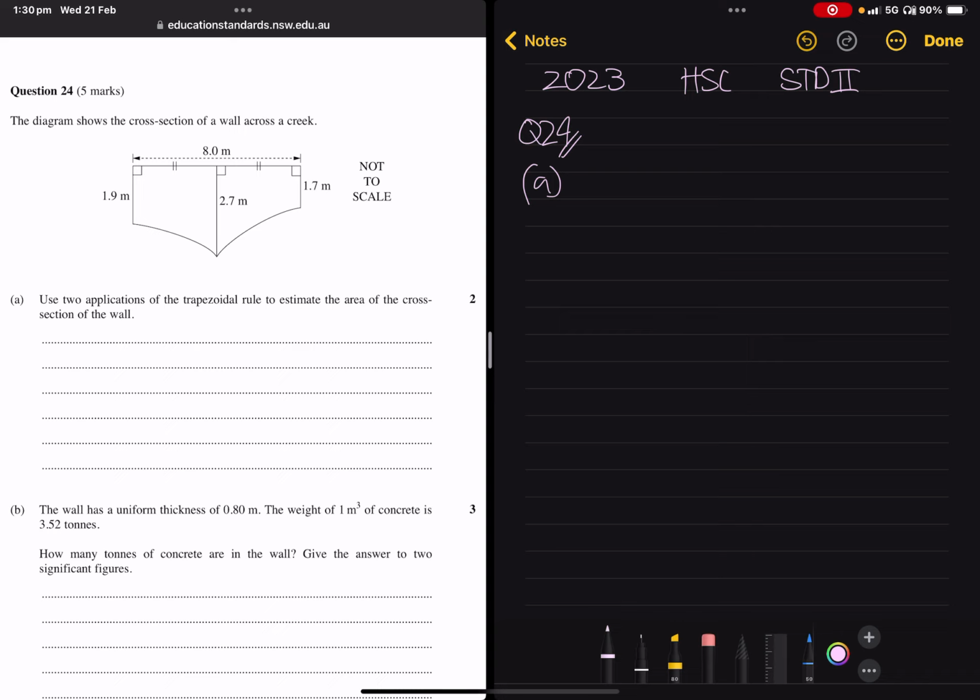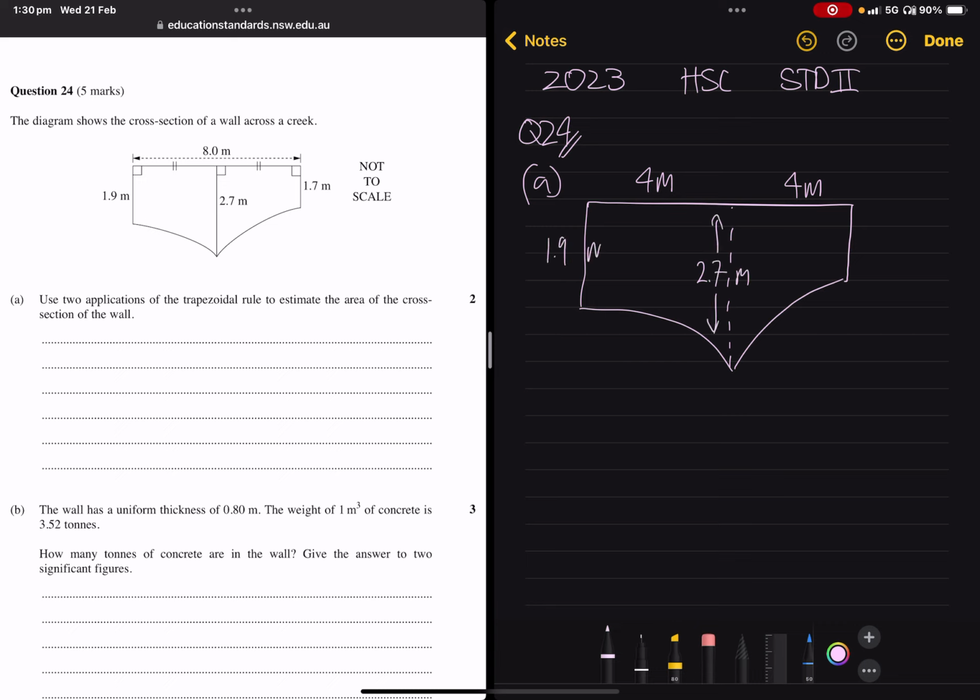Okay, so the diagram they give us looks something like this. It has a length here, then it has a curve down here, and then it has a curve back up like this, and then it is cut directly in half by this line. So we know this is 4 meters and this is 4 meters. This is 2.7 meters along here. This is 1.9 meters over here, and this is 1.7 meters over here. So we have all of these dimensions.